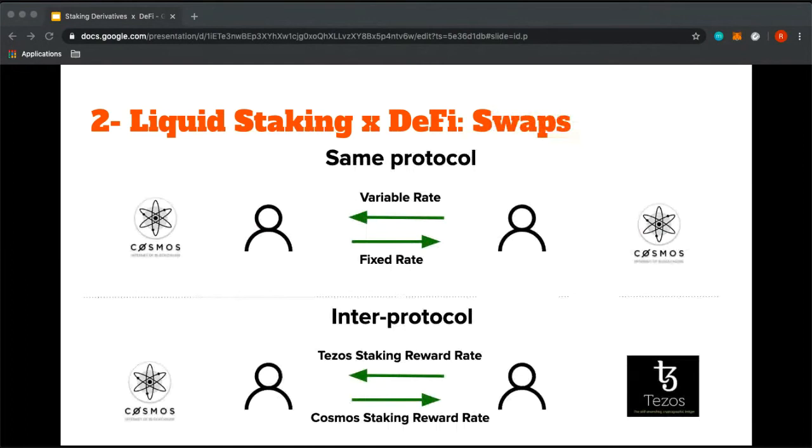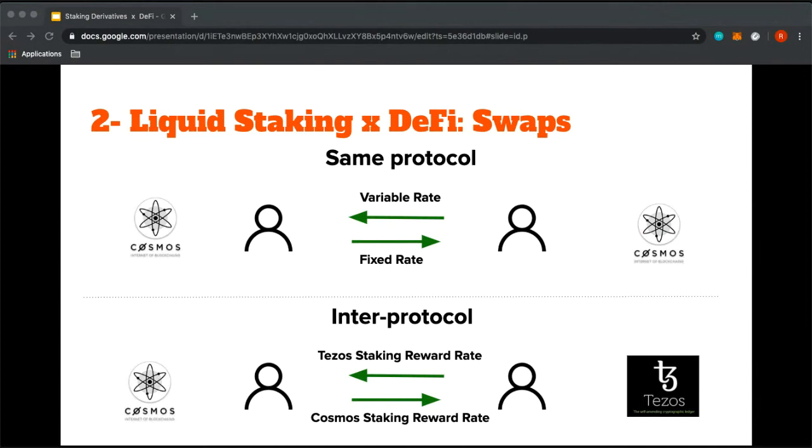The fourth type of product that could be built using liquid staking and DeFi are swaps. So the swaps basically can happen at two levels. We can have swaps that are going to happen within the same protocol, and this can be also inter-protocol. So within the same protocol, we're taking an example with Cosmos here. We're going to have two users. I didn't put names here, but let's say it's Alice and Bob again.